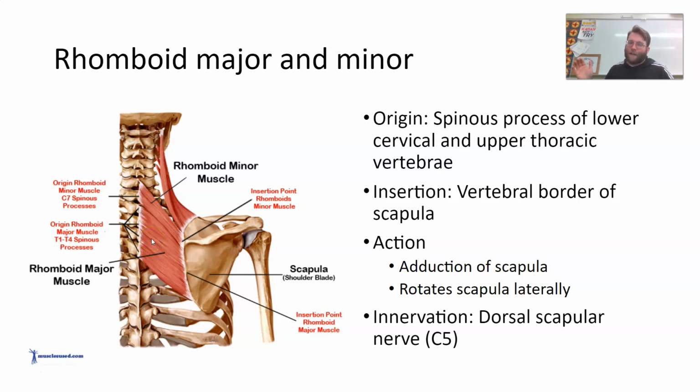And then it's going to insert onto that vertebral border of the scapula. And again, its main job is to hold the scapula back and adduct it to the center of the body, and helps you rotate it laterally. So depending upon how the action is being pulled on, it's going to allow it to rotate and bring it in.